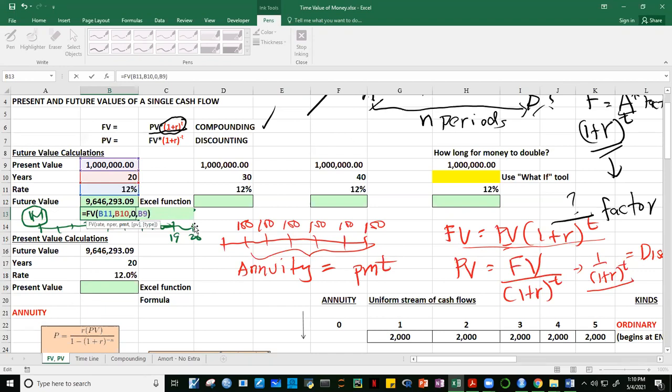So let's see first, no? If I put 0 here, control enter, I get 9646, no? Or if I remove this, I get also 9646. So the same. Okay? They're the same. So whether you put 0 there in your PMT or just ignore that, and I also put nothing in the type, okay, we still get the same answer.